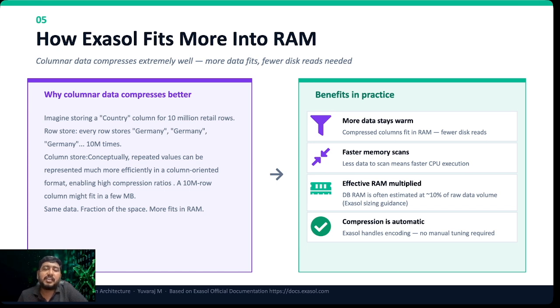So how does Exasol fit more into RAM? Columnar storage offers another major advantage, which is efficient compression. Imagine a column containing millions of rows with the same country value. Rather than repeatedly storing identical values row after row, column oriented storage enables highly efficient compression techniques. The result is that much more data can fit into available memory. More data stays warm. Less data needs to be transferred, so less data needs to be scanned, and analytical queries can execute much more efficiently. Importantly, these optimizations are handled automatically by Exasol without requiring manual tuning from the user.